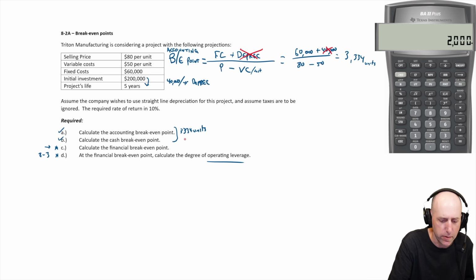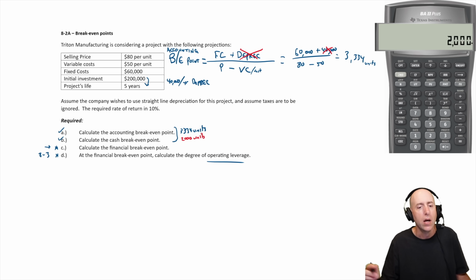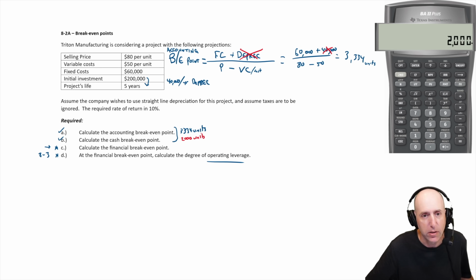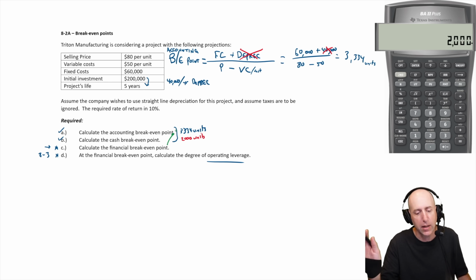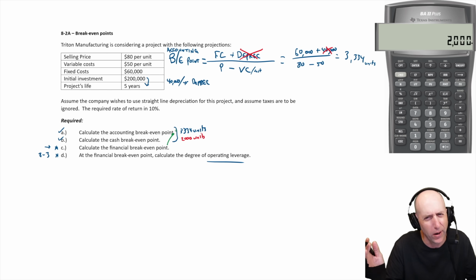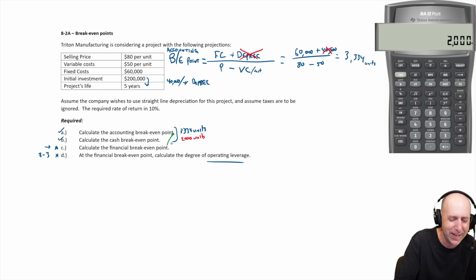It's 2,000 units. So it's easier to break even on a cash basis than an accounting basis. What we'll find next, and this is the new concept, is the financial break even is harder to reach, where I'm expecting a bigger number here, usually. I think always. I think the math makes sense that it's always. But let's figure out what this is.